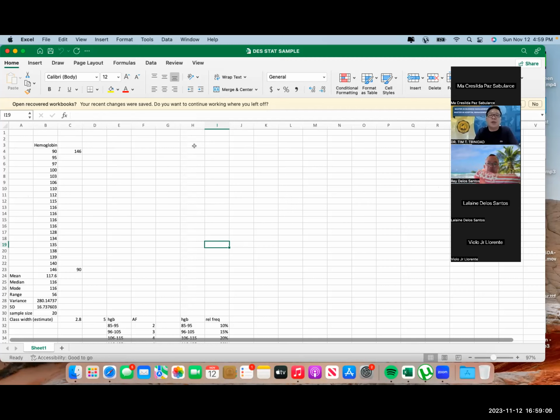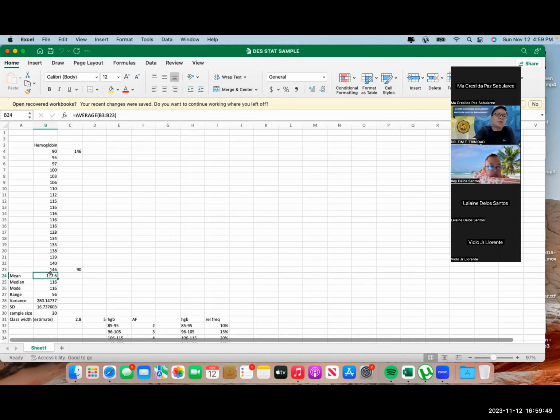So if you are asked to give the descriptive summary of your data, like for example, the hemoglobin of 20 students, you write them down, levels of 90, 95, and so on and so forth. So this will be your set of data. Now you are going to make a descriptive stat. So what are the components of descriptive stat? The mean, the median, and the mode. So you'll be computing for the values of the mean.